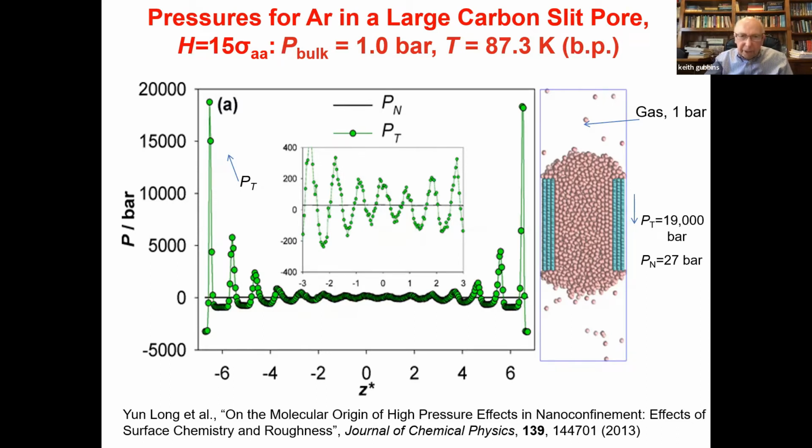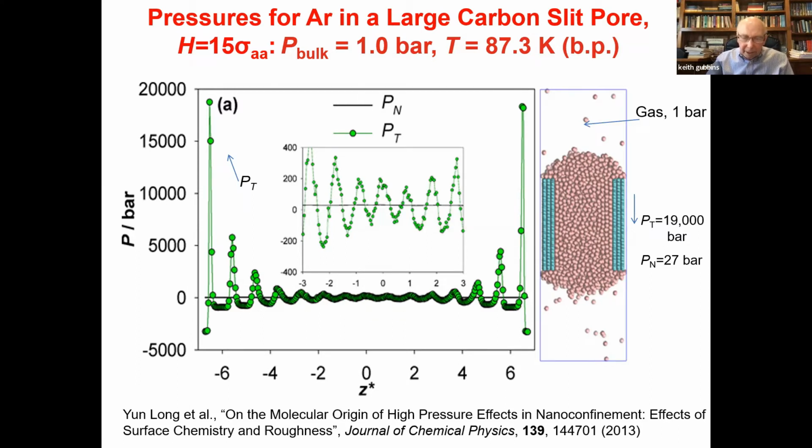So we get these very large tangential pressures, and we think that it's mainly the tangential pressure that Vasu et al. were seeing in their experiment on triphenylamine in the graphene slit pore, because the tangential pressure is generally much larger than the normal pressure. This is due to the fact that the molecules next to the wall are very compressed in the XY direction, the direction parallel to the wall.